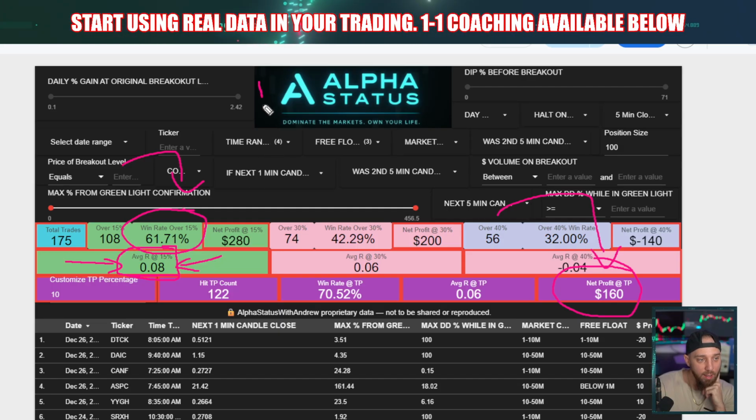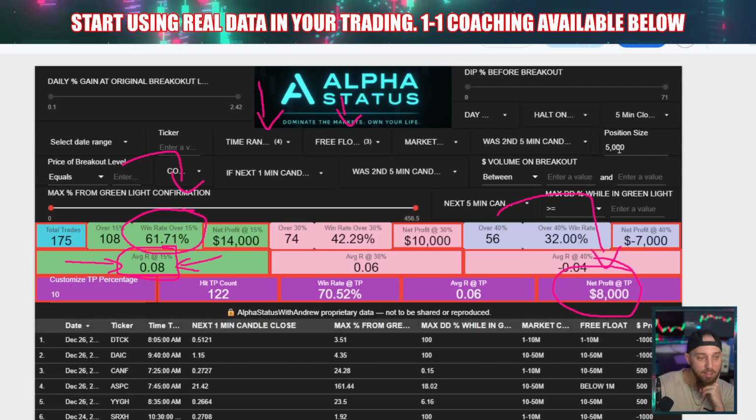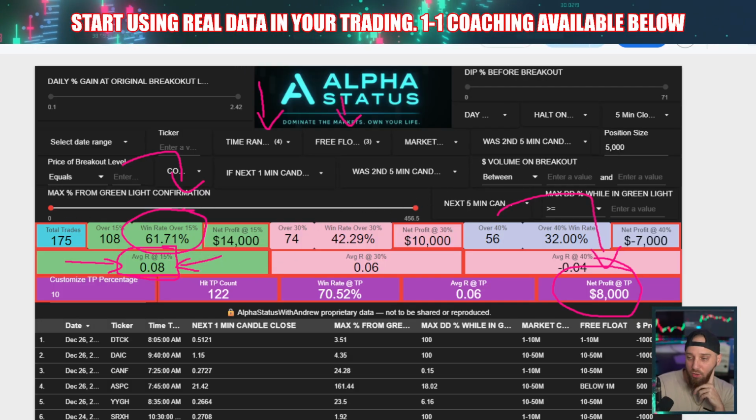So if you took every single one of these breakouts between the hours of 7 a.m. to 11 a.m. with the free float below 50 million, then technically this is a profitable strategy, but it's just barely profitable. And for you guys trading with a bigger portfolio, if I type in position size right here and type in 5,000 every single position, since the month of August, when I started tracking the green light special breakout, you guys would be up 14,000 if you took 15% take profit.